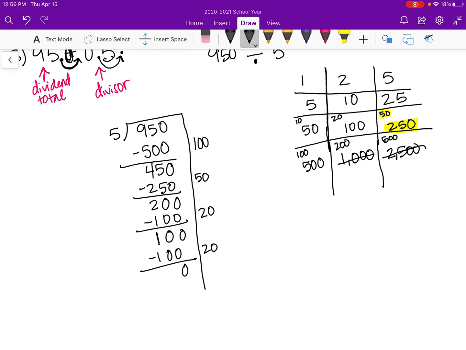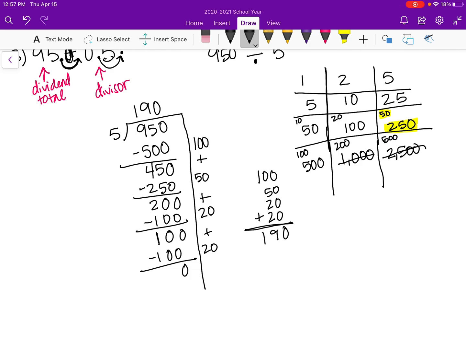Awesome. Now all I have to do is add up the numbers on the right-hand side of my partial quotients line, adding up the number of groups I took away. So I have 100 plus 50 is 150. 150 plus 20 is 170. 170 plus 20 is 190. I'm going to write that up here. If you want to, you can add like this. I can add these numbers in my head, but if you need to go through and add just like this, that's fine too.